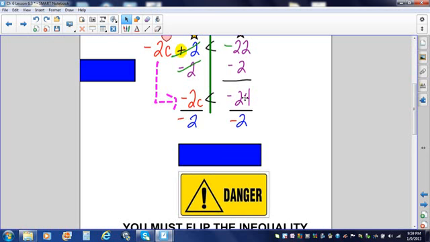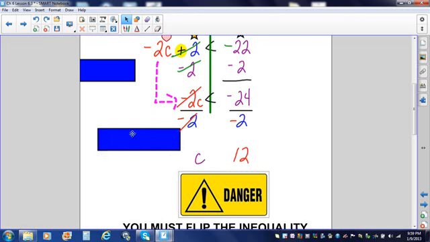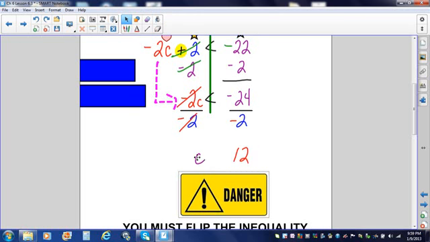Act like it's an equation. They're touching each other. That means multiplication. I do the opposite, which is division. Divide both sides of my equation by -2. These cancel. Bada bing, bada boom. Now I have the variable c, -24 divided by -2 is +12. So we are going to bring down our inequality sign.